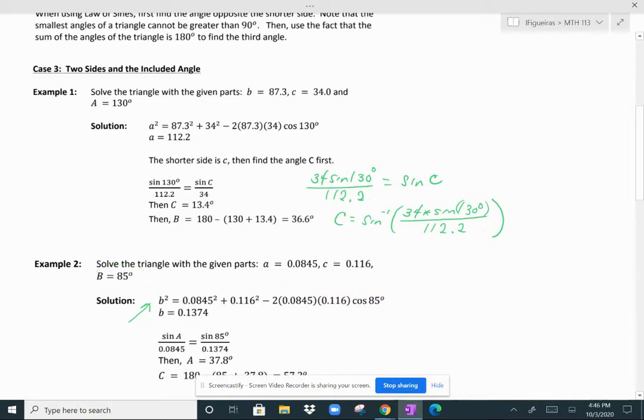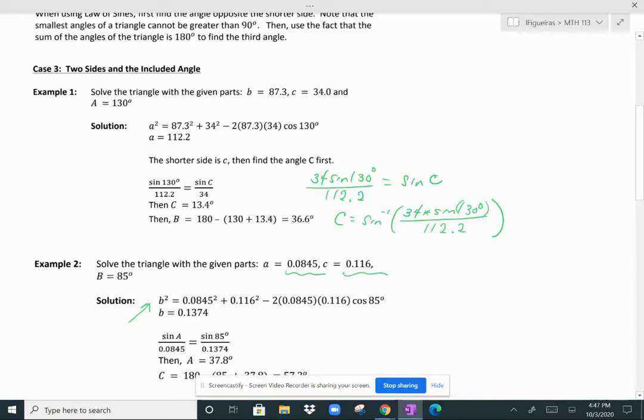So B squared equals A squared plus C squared minus 2AC times the cosine of B, and remember angle B is 85 degrees. It's right here. So you have to compute all of that on the right, and then to solve for B, you take the square root of this whole thing. And so we get 0.1374.